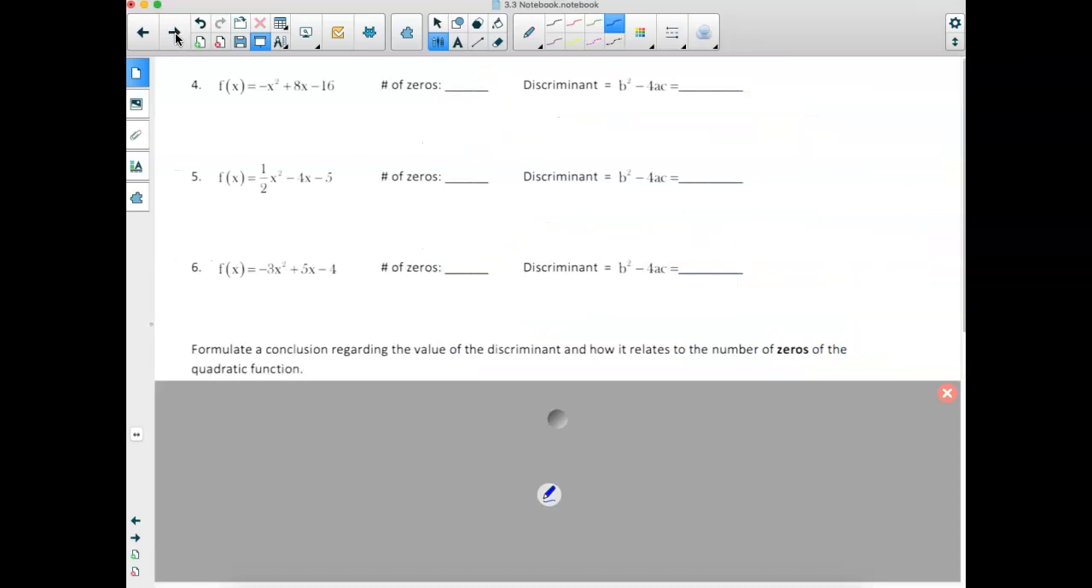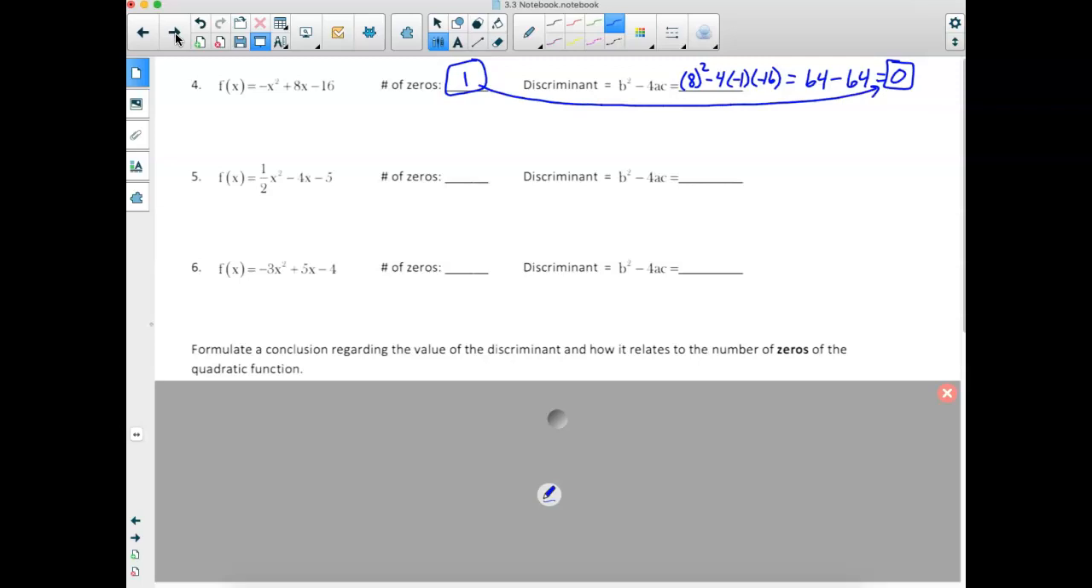Number 4 had 1 zero, so that discriminant was 8 squared minus 4 times negative 1 times negative 16. Well, 8 squared is 64. A negative times a negative times a negative is going to be a negative. 4 times 16 is 64. And that gives me 0. So 1 zero correlated with a discriminant of 0 here again.